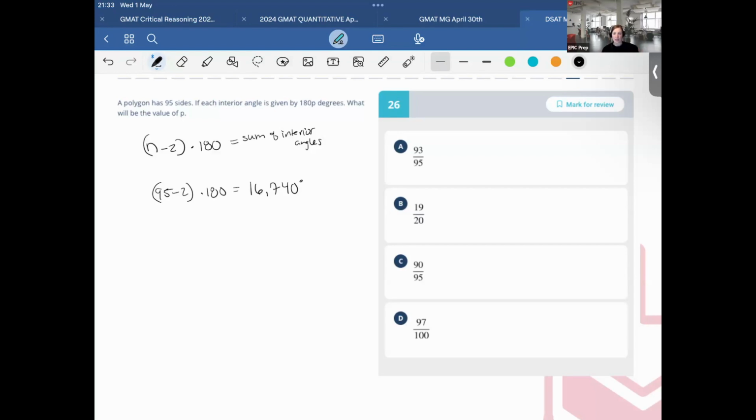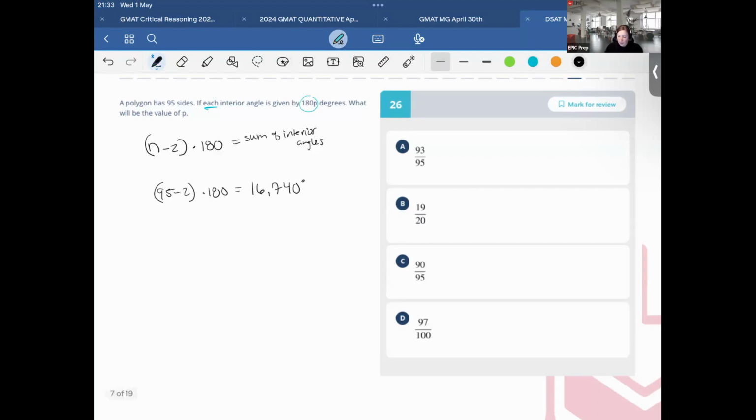Okay, so I know the actual amount of degrees that this has, and it also says that each interior angle is given by 180p degrees. So expressing that algebraically, I would know that each of these angles, so 180p times all 95 sides, let's see what that equals, is equal to 17,100p.